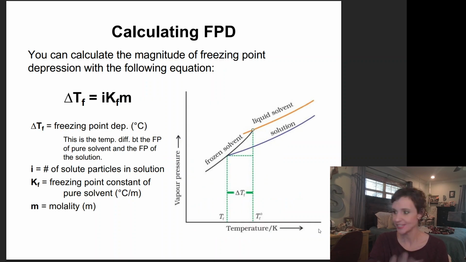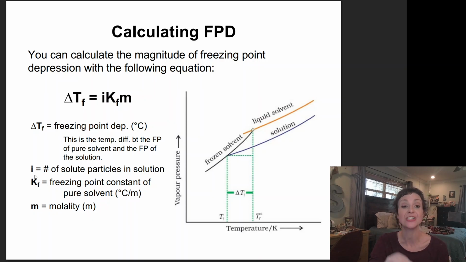Amazing. Okay, just like my boiling point elevation, I can calculate freezing point depression, meaning how much that freezing point will be depressed or lowered by. This equation looks kind of similar, right? Yes, it sure does. And it works kind of the same way. All right, so the delta Tf is the freezing point depression, meaning the temperature difference between the freezing point for the normal pure solvent and the solvent when it is now mixed with the solute, or the solution, okay? i is once again the number of solute particles that the solution has.